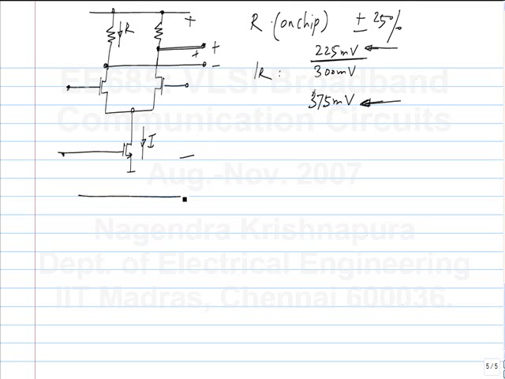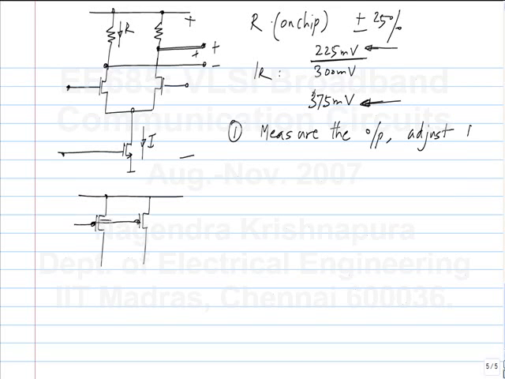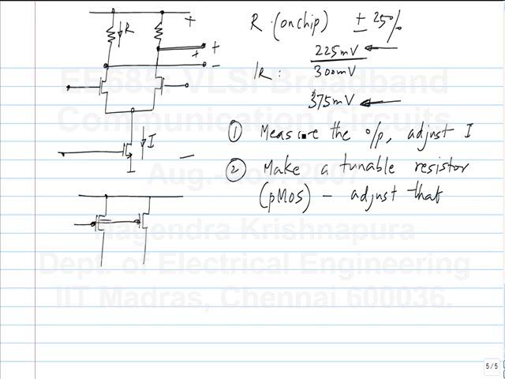So one suggestion is to use PMOS resistors. And what do you want to do with this? Essentially the idea is he wants to make a variable resistor and tune the resistance so that it gives you the right swing. So how do we do that? Various ideas have been proposed. First is measure the output and adjust I. The second one is make a tunable resistor, let's say using PMOS, and adjust that. And how do we do this?